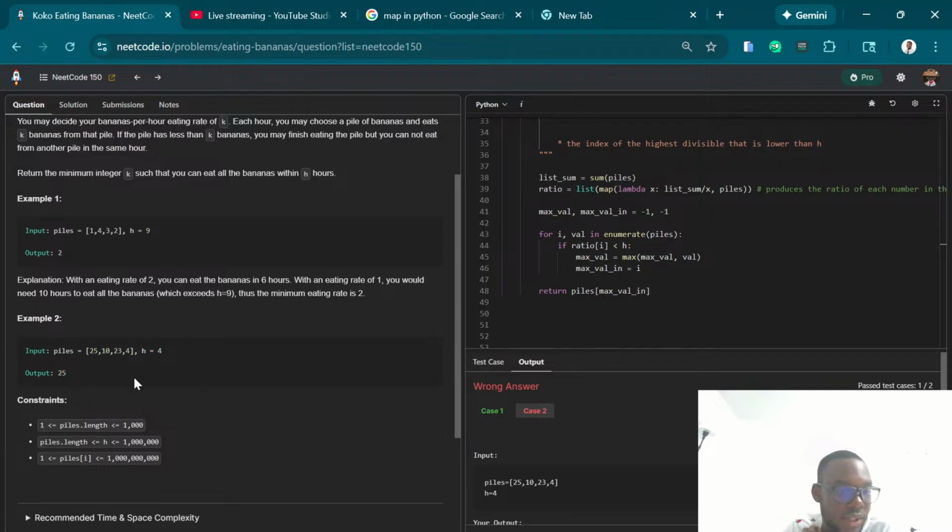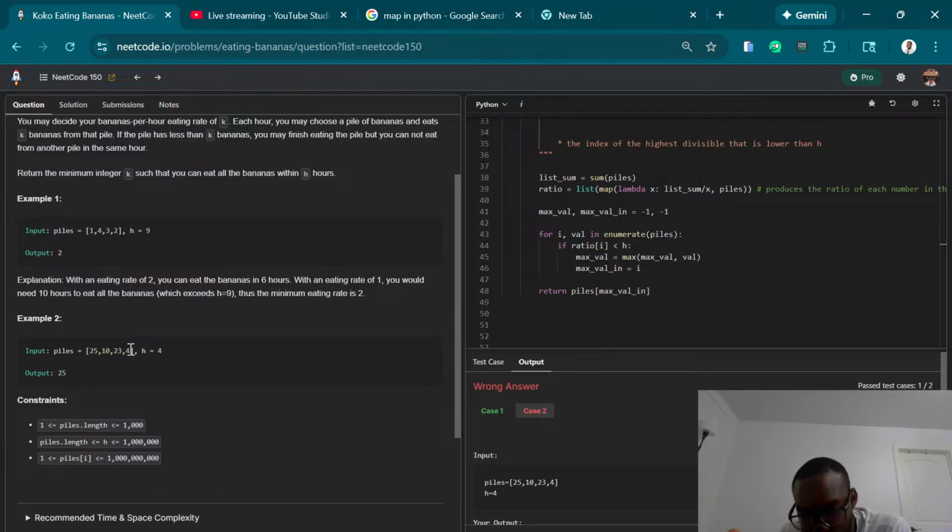So for example, with a rate of like 25, I get it right. So 1, 2, 3, 4. Alright, so you will just need 125 here, 125 here, 125 here, 125 here. Right? So that's 4. And it's within that. Cool.